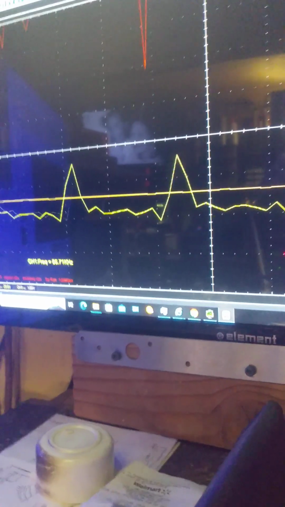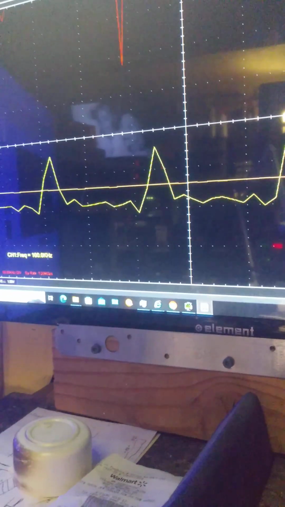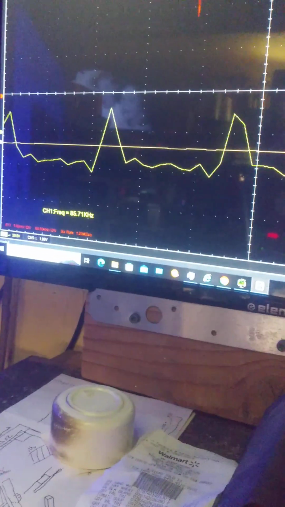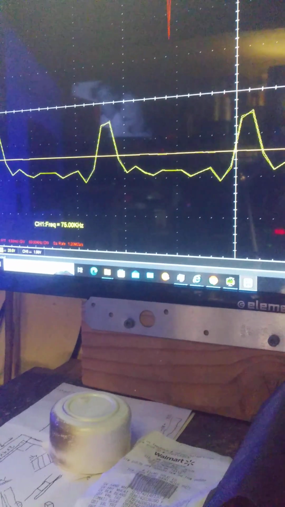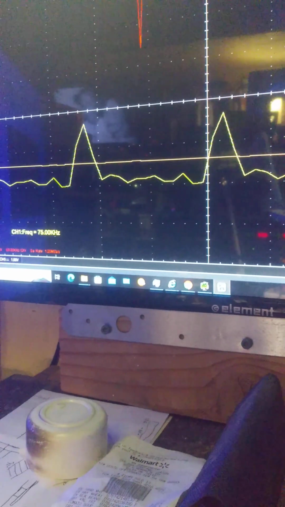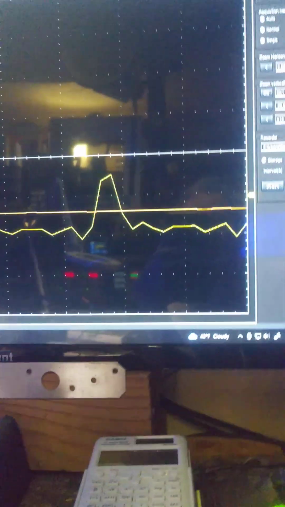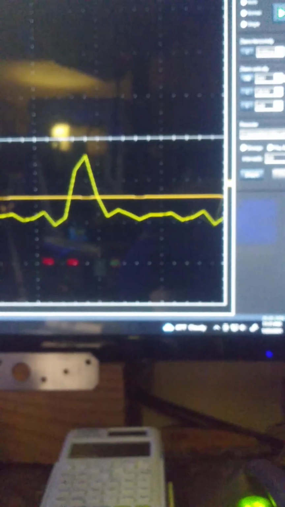Let's go down to, okay, 90 kilohertz. It's saying it's 85. And 80 kilohertz, and it's 75. Again, it's acting jittery. The function generator is, from what I've observed, pretty stable. I think it's more the scope than the generator.